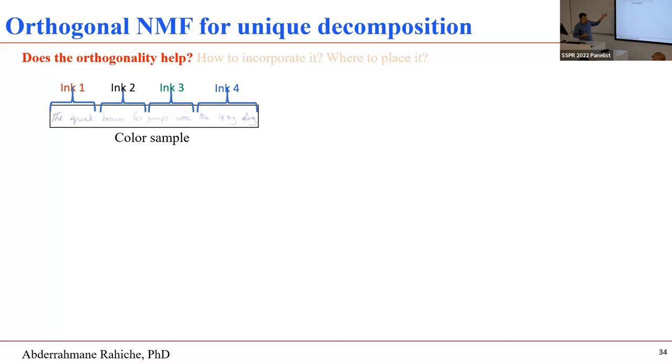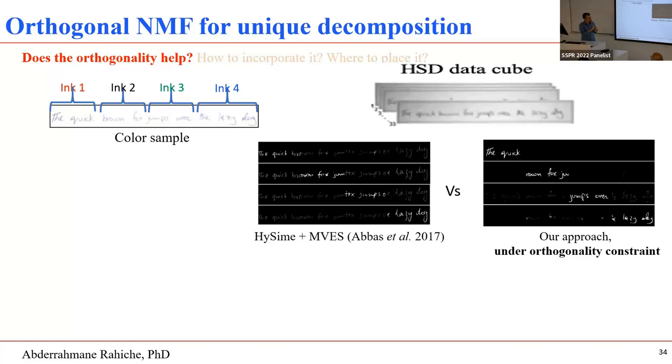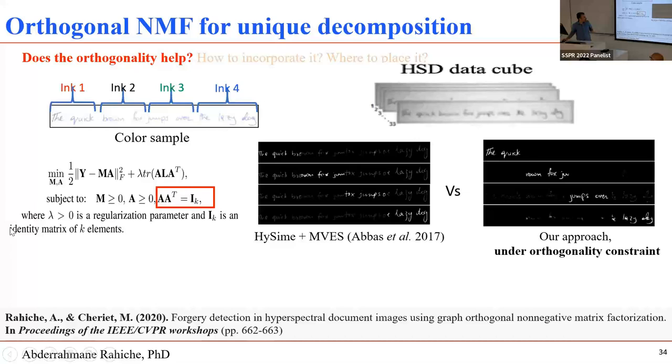What about the application? Let's go through this example. Here we have a simple phrase written visually in blue ink, but using four different brands. All of them are blue. The idea is how, using multispectral scanning of this document, to differentiate between these different inks. When we apply the orthogonality on our model, we get very amazing results. Our model was able to separate the words of each ink from the remaining mixture, and this was thanks to the orthogonality we incorporated into our model.